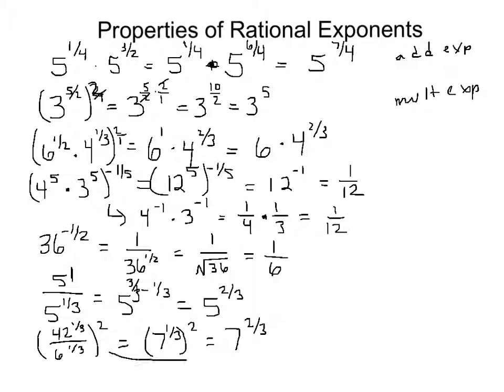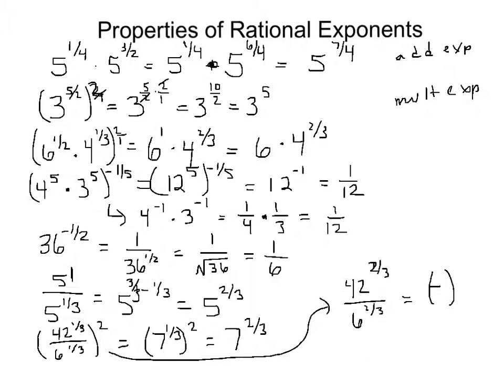Again, the alternate way of solving this problem is to distribute that 2 first, so we'd have 42 to the 1/3 times 2, which is the 2/3 power, if we multiply that 2 to both my exponents, over 6 to the 2/3 power. And then again, you have the same exponent, so if you divide the 42 by 6, you would end up with 7.